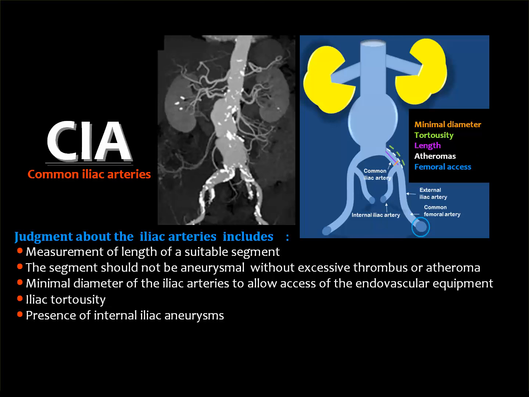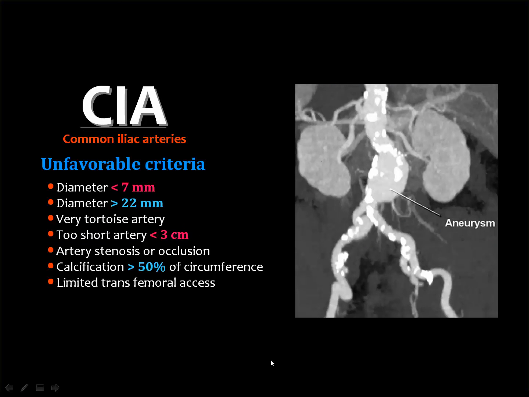Also, you should assess the common iliac arteries. The common iliac arteries are assessed for the minimal diameter and maximal diameter. There are favorable and non-favorable criteria I will mention. The tortuosity, the length, the presence of atheroma, and what about the femoral axis? Is it reasonable or not? These are the unfavorable criteria for endovascular repair concerning the common iliac arteries.